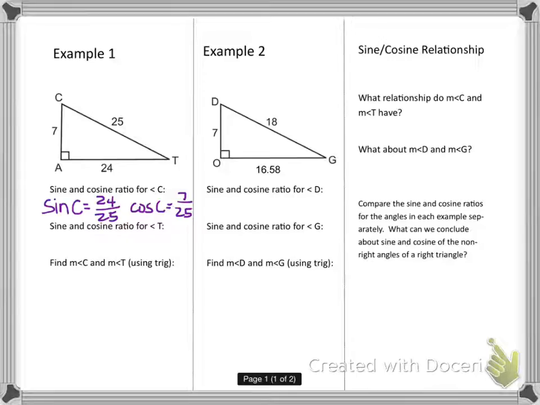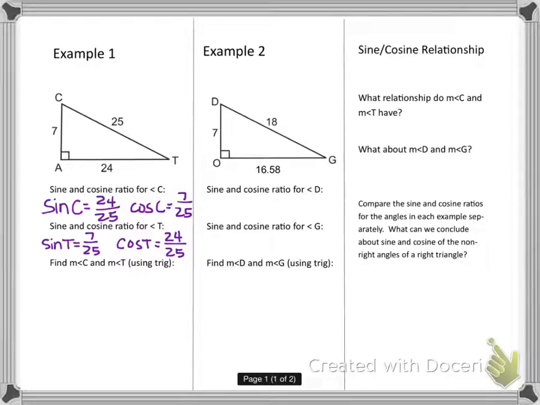Now, when we switch and look from angle T, you should get that sine of T is 7 over 25. We're doing opposite over hypotenuse. And then cosine of T is 24 over 25, because we're doing adjacent over hypotenuse. I want you to see if you notice something about sine and cosine when we switch from one non-right angle to the other non-right angle. We only have 2 angles in the triangle that are not right, and I just want to see if you pick up on what's happening.